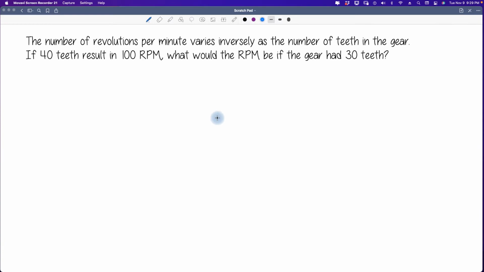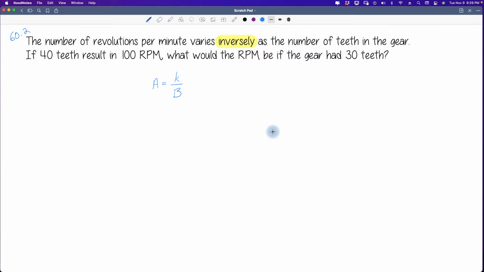All right, I'm going to take a moment and type the next problem. 60.2, and I forgot to type my number. 60.2. The number of revolutions per minute varies inversely. So inversely tells us we're going to use A equals K over B as our formula because it's the inverse.